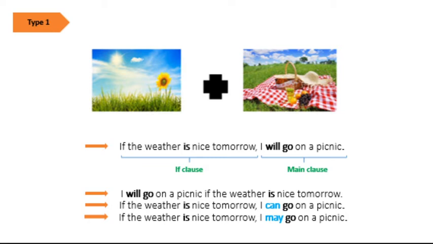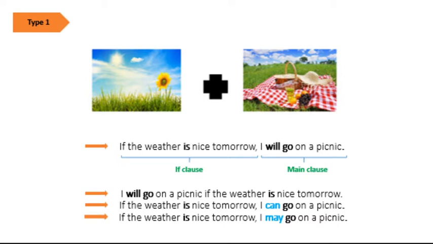that 100% will happen. I mean, it's something only possible to happen in the future, but it's not 100%. Maybe tomorrow when the weather is nice, I will be busy and I won't have enough time for going on a picnic. Or maybe I will be tired and I won't be able to go on a picnic. So here we say if the weather is nice tomorrow, I will go on a picnic. We can also say I can go on a picnic or I may go on a picnic.